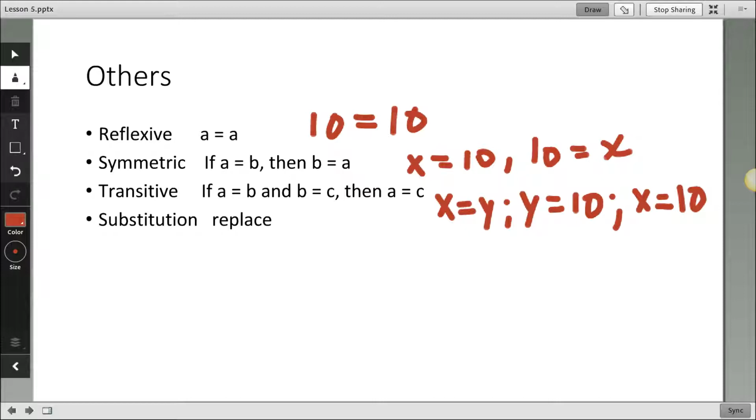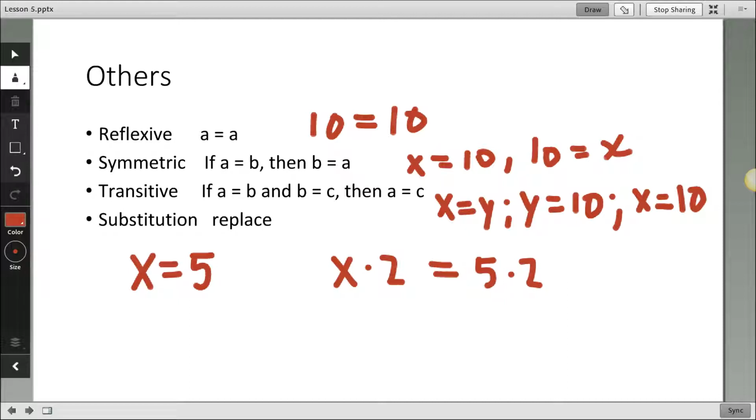And then the substitution property. Substitution is where you replace something with something else. So for example, if x equals 5, and I've got x times 2, then I can replace x with 5. 5 times 2. And that's substitution.